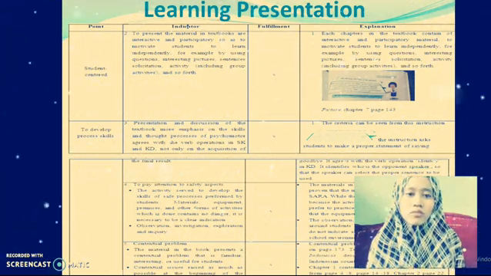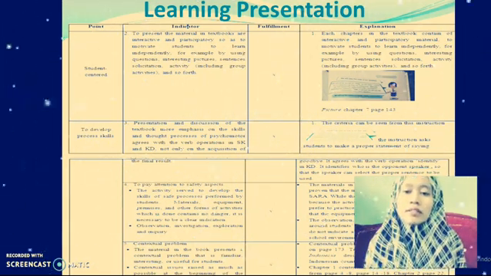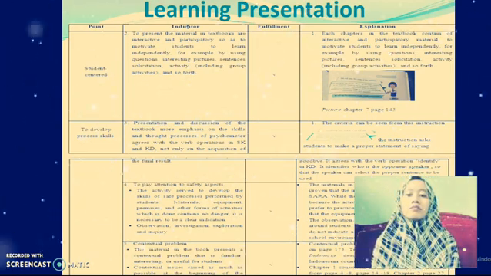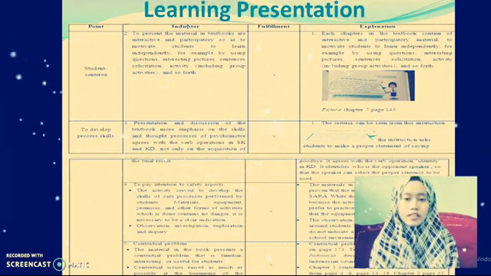And the second point is to develop process skills. This point is fulfilled by seeing the criteria from the instruction. The instruction asks students to make a proper statement of saying goodbye.